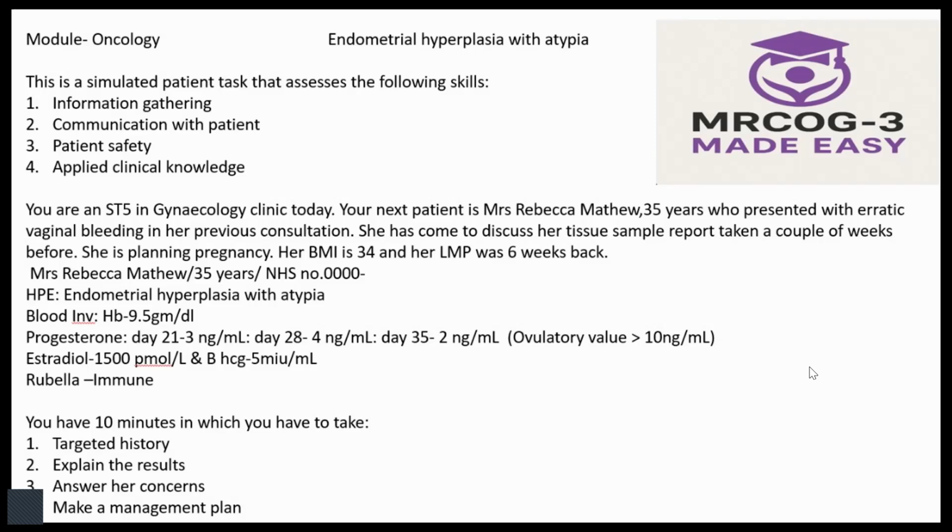Rebecca, I shall address all your concerns. But before that, can I get a few details from you which help us to make a management plan? Yes, doctor. Can you tell me what is the reason for doing this sampling from the lining of your womb? Now the information gathering starts. It's an open question. You want to know the reason why they have done it, and at the same time she will be explaining her concern also.